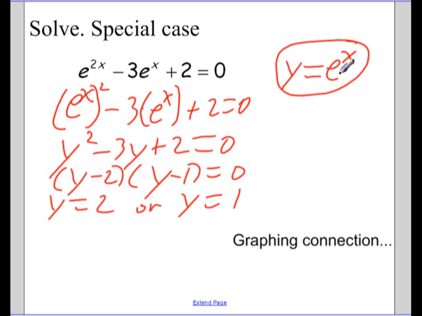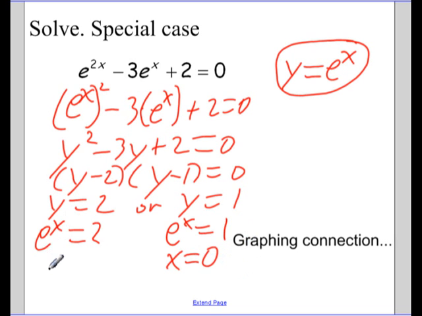And now remembering we're really trying to solve for x, if we go back to this, y equals e to the x power. So y is e to the x, so e to the x has to be 2, or e to the x has to be 1. And so now we just solve each of those equations. Well, this one over here is really easy, because what to the e to the what would give me 1? Well, that's just 0, because anything to the 0 power would be 1, so x has to be 0 for that one.